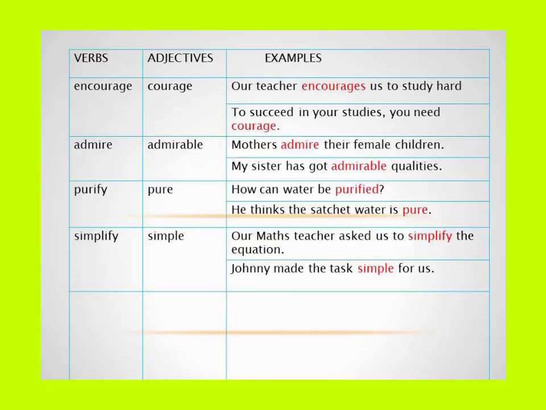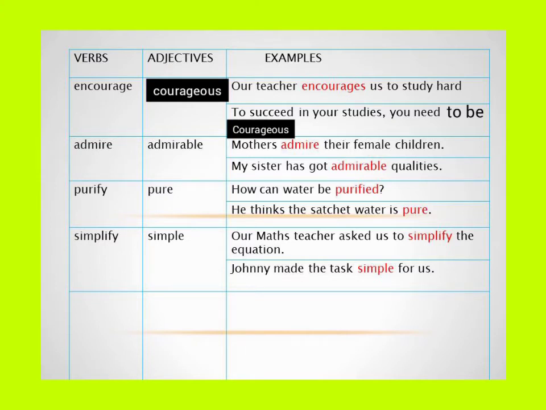All right, now looking at the table here, we also have three columns. We have verbs on the first column, adjectives on the second column, and examples of how they work. The first word we have there is encourage. Encourage is a verb. Then we also have courageous, which is an adjective.